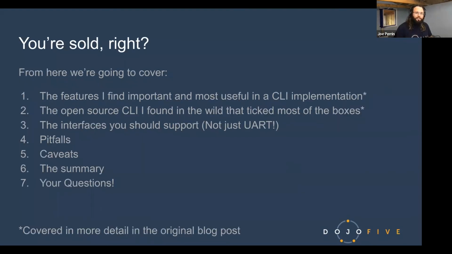Let's see. So now you're all sold. You're all going to go out and get a CLI. So we're going to cover real quick the CLI implementation that D5 uses and the criteria that we use to pick it. Though that's covered in much more detail in my blog post, we're going to do a high level here. Then we're going to talk about interfaces you should support, not just UART, and pitfalls and caveats to everything I just said. They're not many, but a couple. Then a summary and some questions.